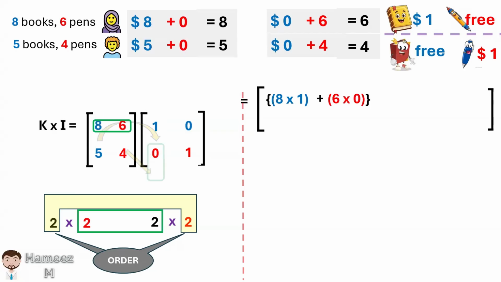And now we could multiply the first row by the second column. So that will give us our top right side answers, 8 by 0 and 6 by 1.